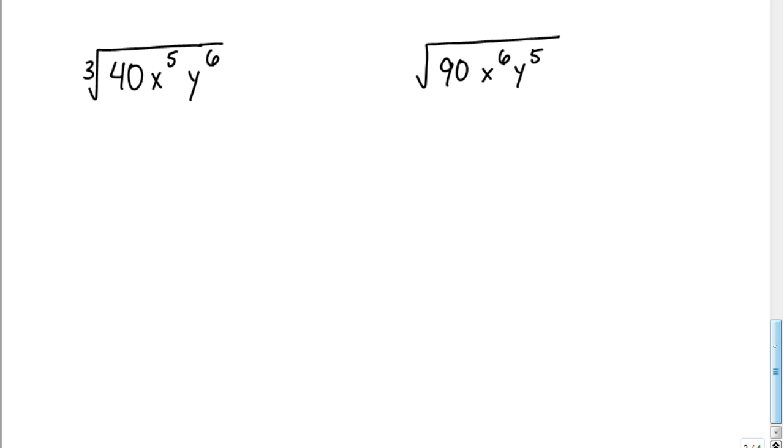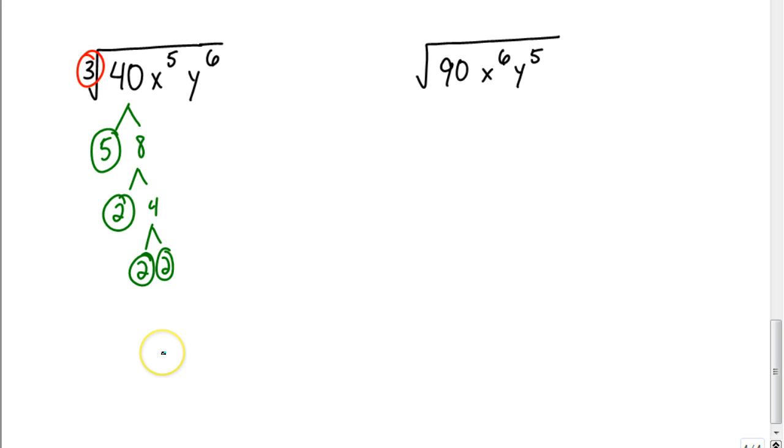Now let's make this a little bit more difficult. Let's say we have some variables involved. Let's start with the 40. I'm going to break this down using my factor tree again. So this breaks down to be, let's use 5 times 8 is 40, and 5 is a prime number. 8 breaks down to be 2 times 4, and 2 is a prime number. And 4 breaks down to be 2 times 2. And it's a cube root. So for every 3 of the same number, I'm going to factor 1 out, so I have a set of 3 2's. So the cube root of 40 is going to simplify to be 2 times the cube root of 5.